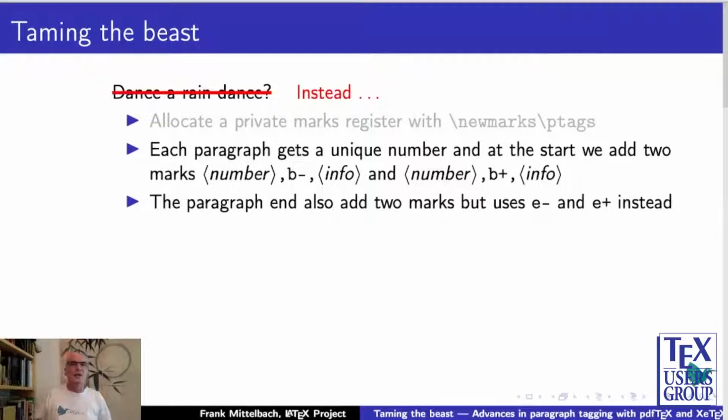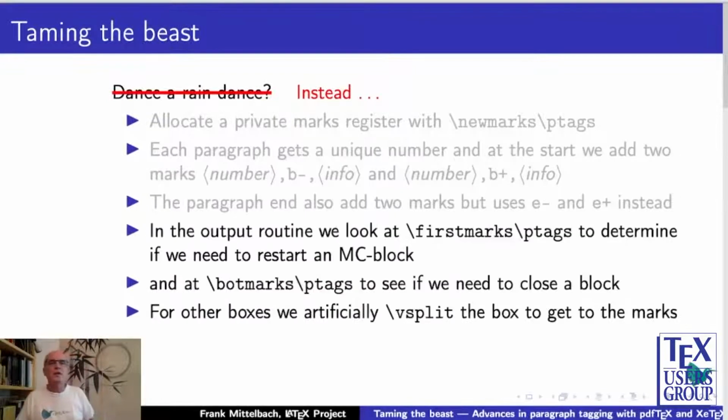In the output routine, the information in the first mark, together with some housekeeping stuff we keep around, allows us to determine if we have to restart the MC block and to which outer structure this MC block belongs. In the same way, we can use the bottom mark to figure out if we have to close a still ongoing MC block, which is then restarted on the next page.